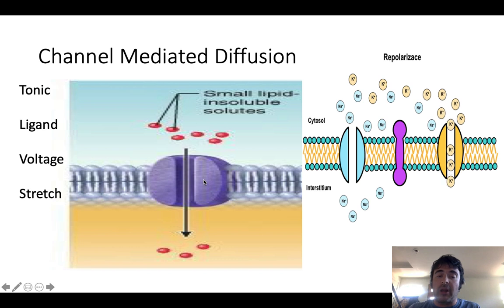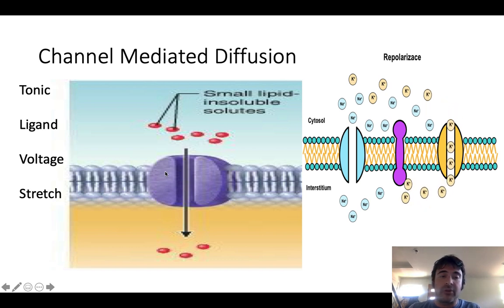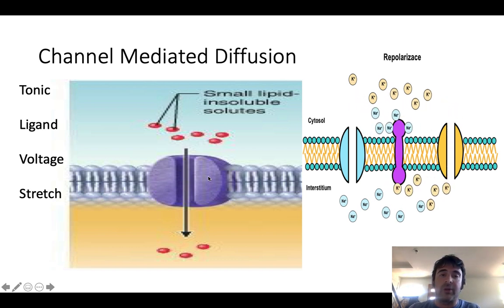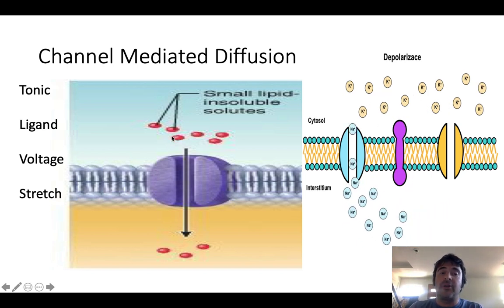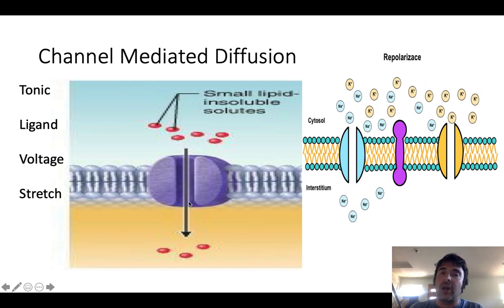It's channel-mediated facilitated diffusion because you have these little proteins here called channel proteins that are like little molecular donuts. And these particles have to be small polar molecules, small charged particles, notably ions. That's what really moves through channels.